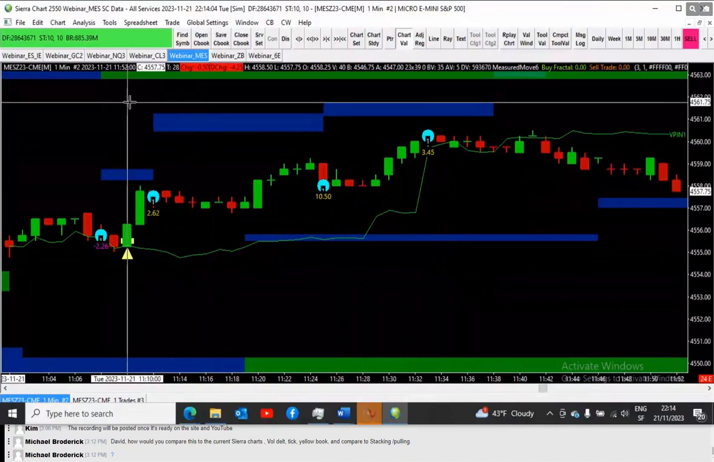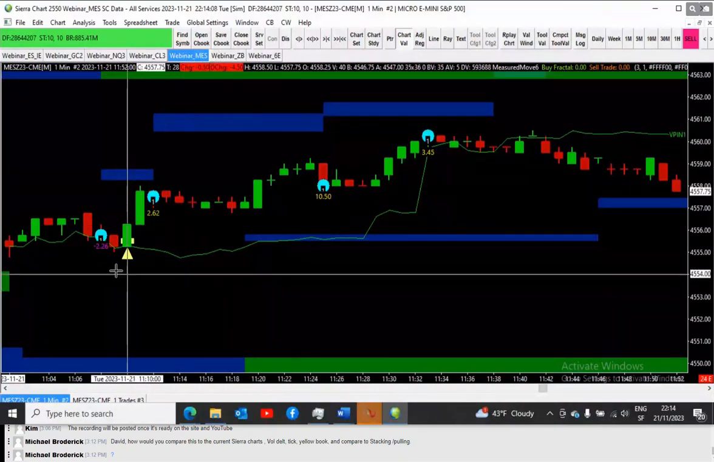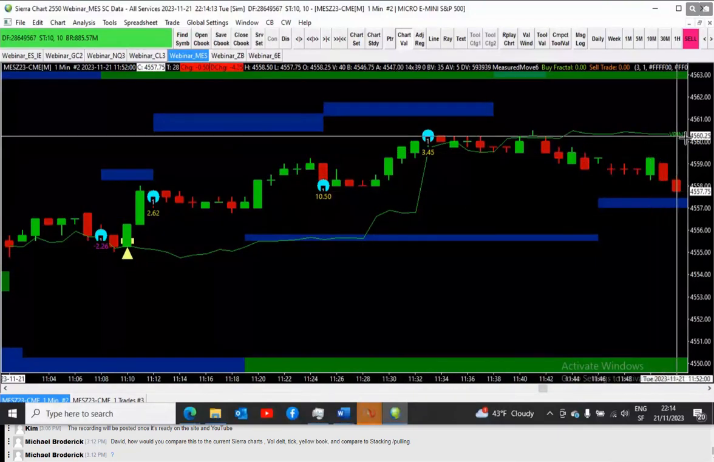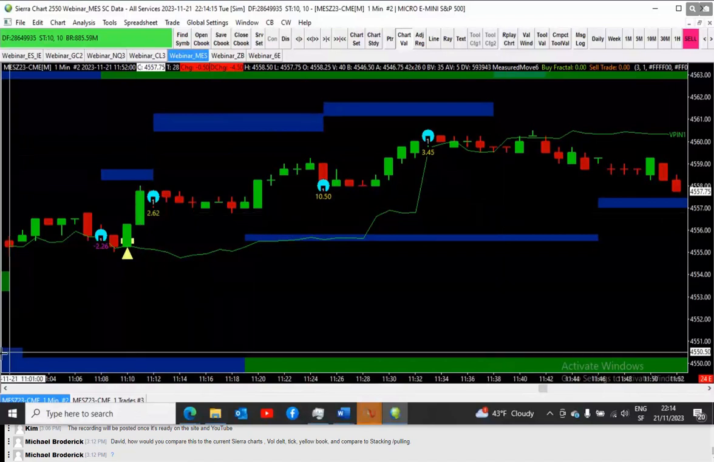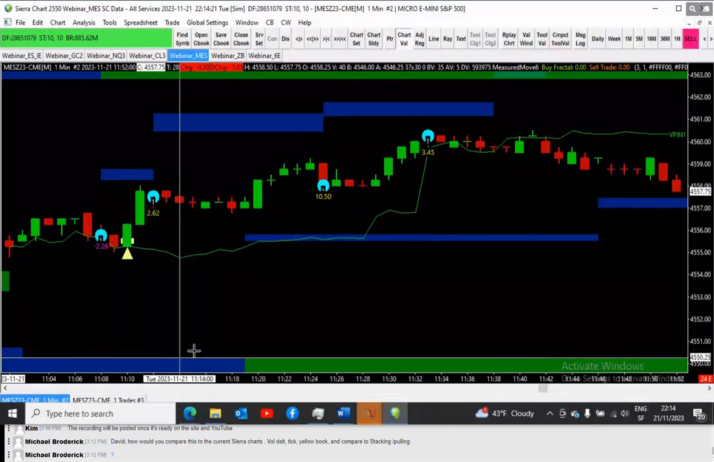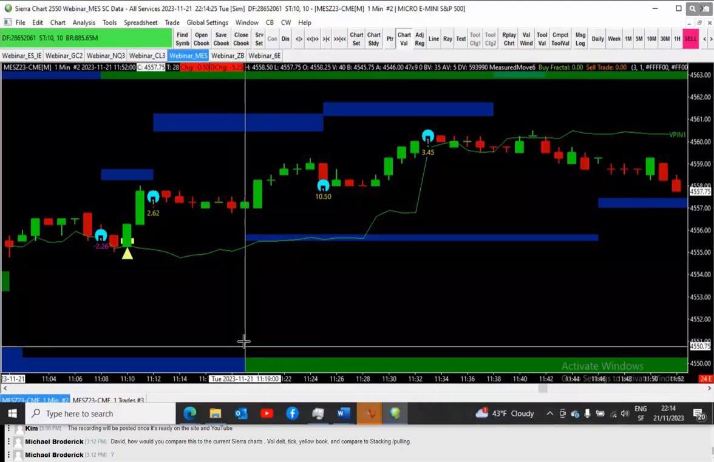Where are we now? It's micro ES. Again, some voltics on here. We've got the VPIN as well, which gives you an indication of toxic trades. And down at the bottom, you can see some more of these measured moves.